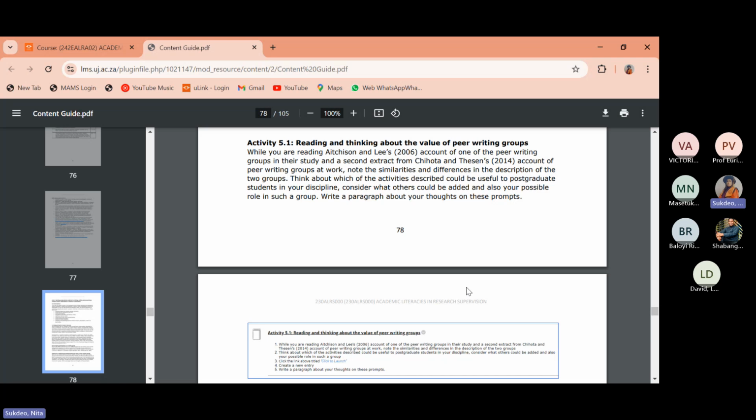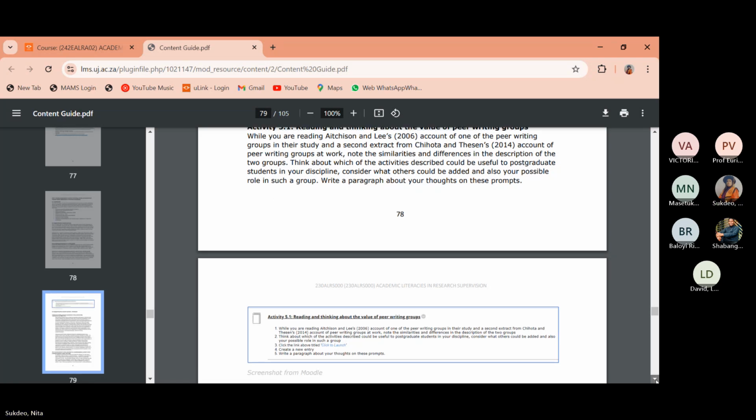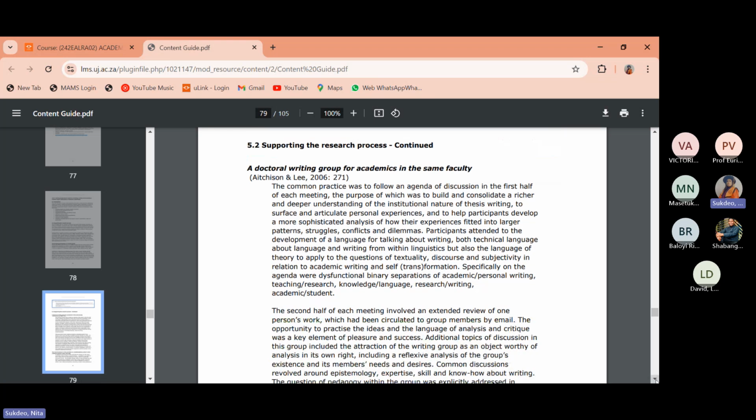All right, so 5.1 is to touch on your thoughts about students and working in groups, and how do they support each other and help each other, right? So, supporting this research process continued. You also have a doctoral writing group, which I just mentioned now, all part of the same faculty, same discipline. You have similar interests. You can help each other with the styles in which you read and write and so on.